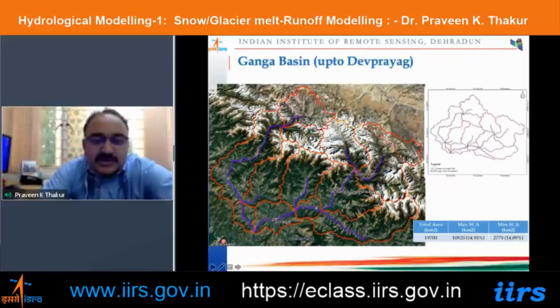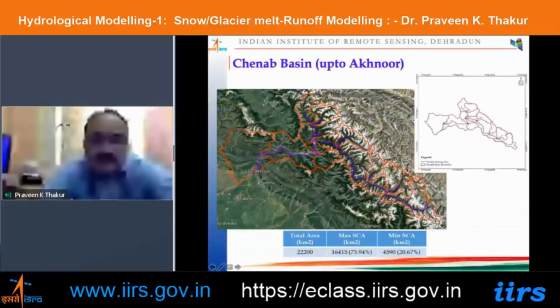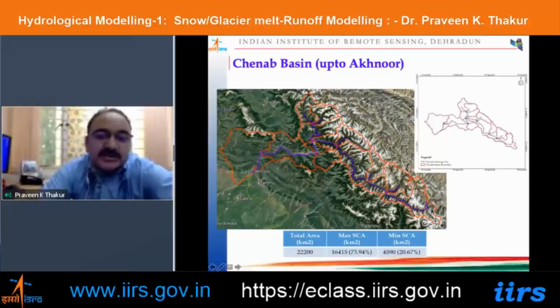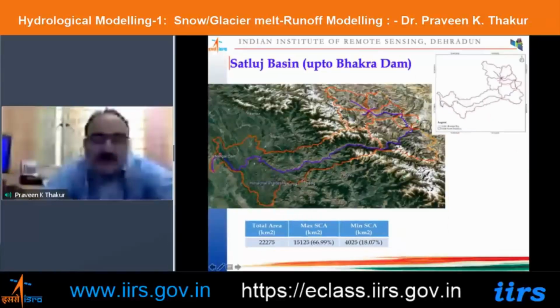You can see the elevation here. Approximately up to 2,000 meters, the maximum snow cover will be there. This will keep on fluctuating as the season progresses. Then the third one is the Chenab Basin up to Akhnoor. You can see the Chenab Basin maximum snow cover area is approximately 74%, and minimum is 20%. If the minimum snow cover area is higher, that means it has a larger number of glaciers, starting from Bara Shigri, Samudra Tapu, and other glaciers in this basin. They represent the permanent ice fields. Then there is the Satluj Basin, which also has a very high minimum snow cover area of 18% and maximum of 66%. Here Bhakra Nangal is at the outlet of this river basin.